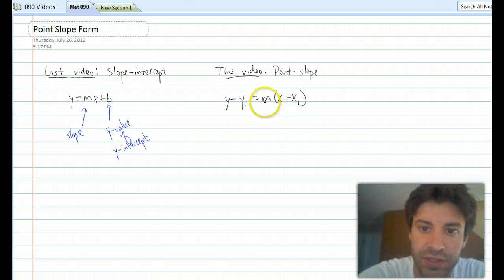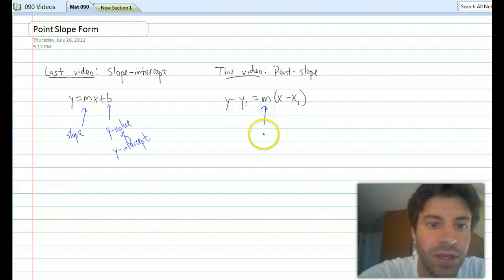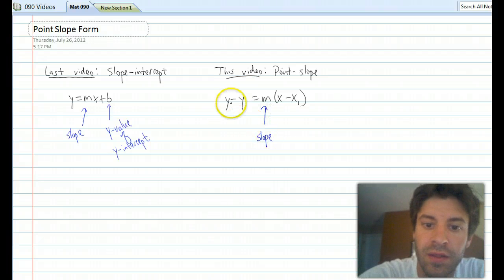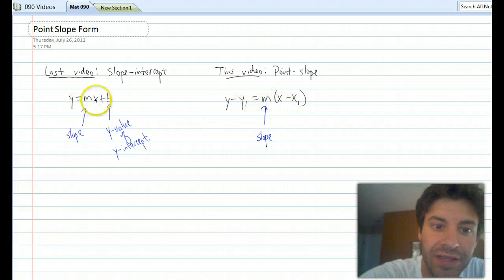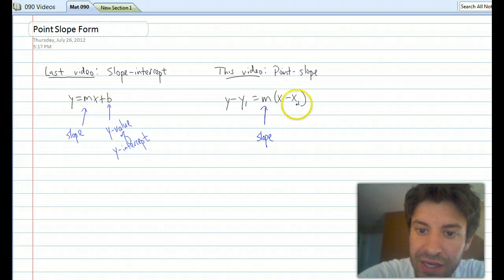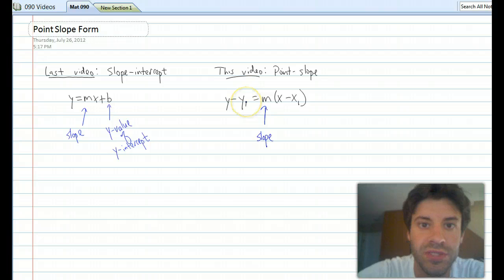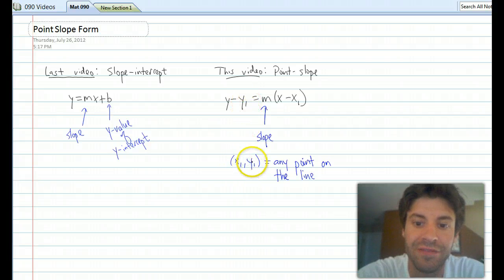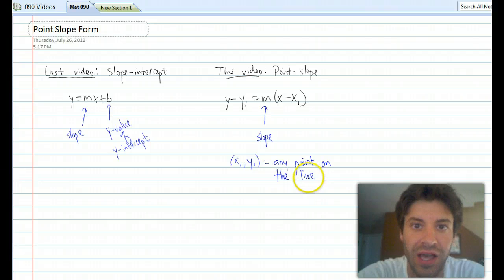The m in this equation is the same as the m in slope-intercept form. It's just the slope. The y and the x in this equation are the same as the y and the x in the slope-intercept equation. They're just going to stay there. However, this x1 and y1 is a little bit different than anything we'd seen before. The x1 and the y1 in this equation represent the x-coordinate and y-coordinate of any point on this line. So let's take a look at how we might use this.